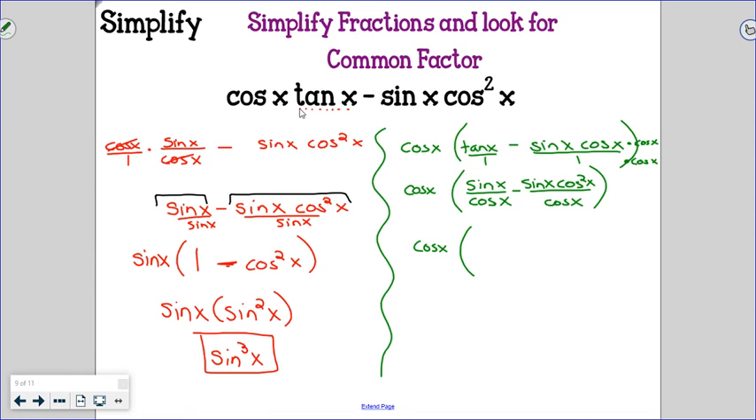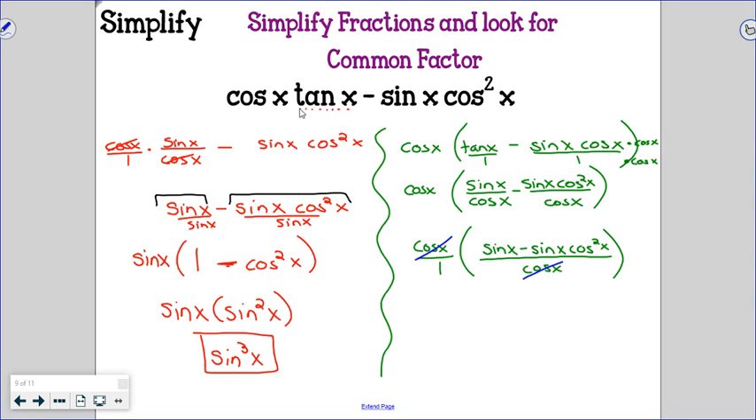Sine minus sine x cosine x squared over the common denominator. Okay, well now I have a fraction times a fraction. Cross off my cosines, and we are back to this step. Sine of x minus sine of x cosine squared of x. So would it have hurt me in the long run to have done that first? Not at all. We will get the same answer.